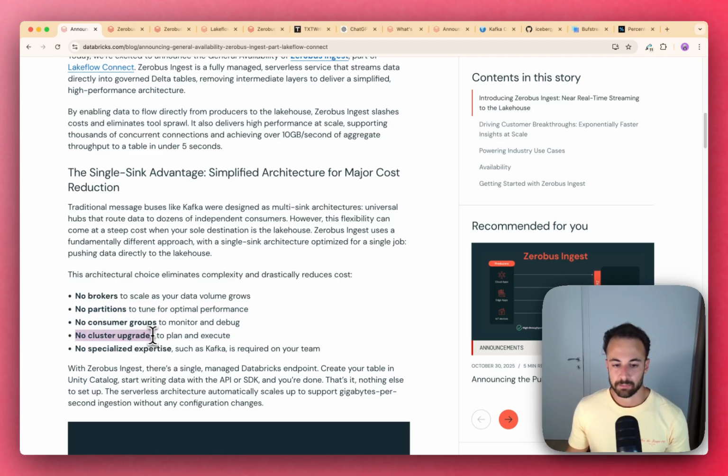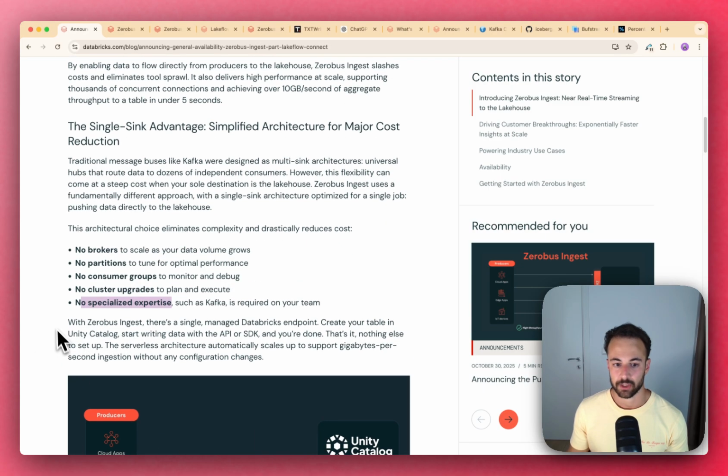You have no cluster upgrades because it's a managed service. That's awesome. There's no brokers because, again, it's a managed service, and no specialized expertise, again, because it's a managed service, and it's all just a single API, allegedly. With Zerobus Ingest, there's a single managed Databricks endpoint, just like I said. Create your table in the Unity catalog, start writing data with the API or SDK, and you're done. That's it. Oh, I hope so.